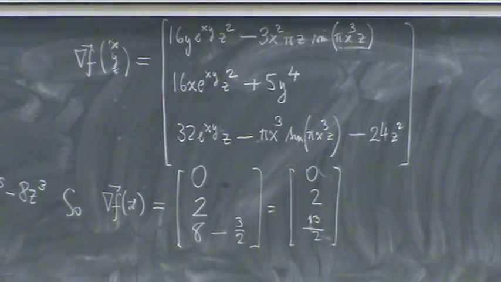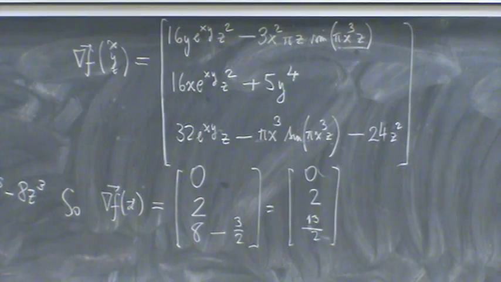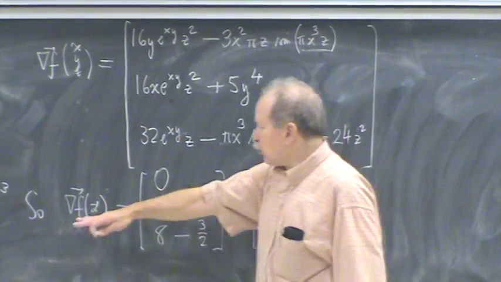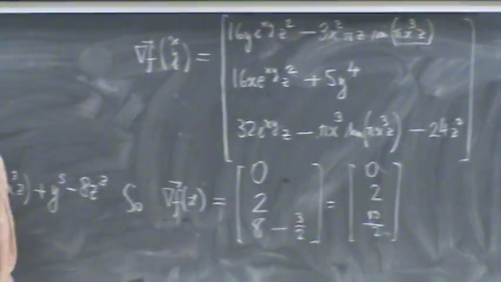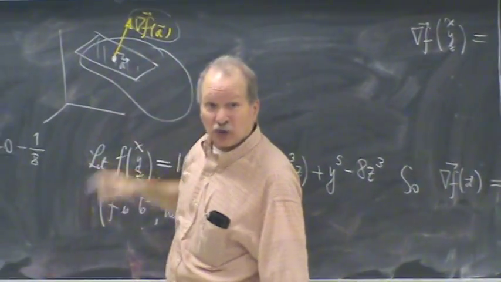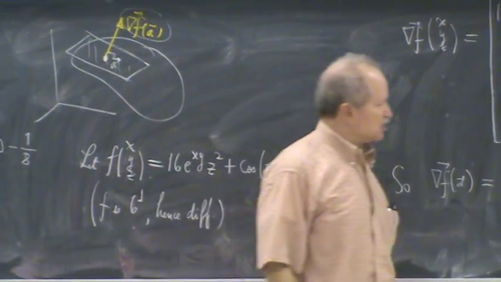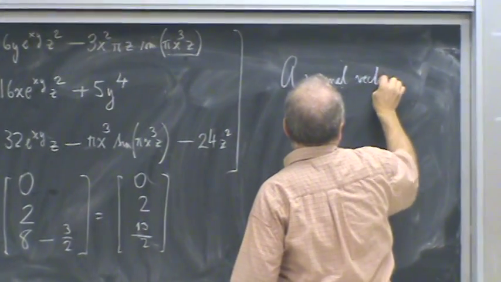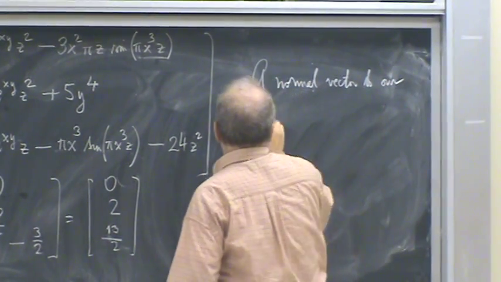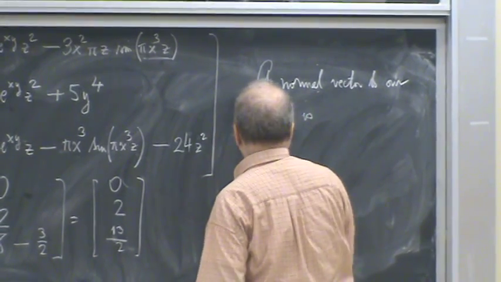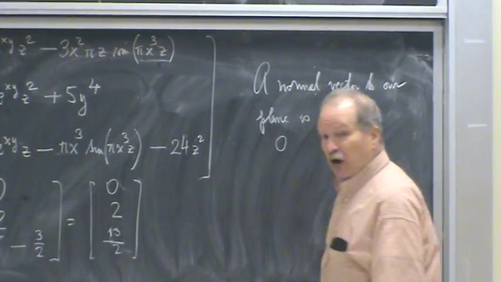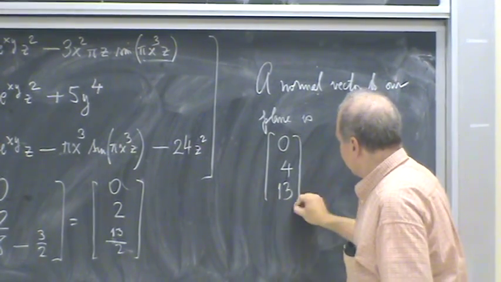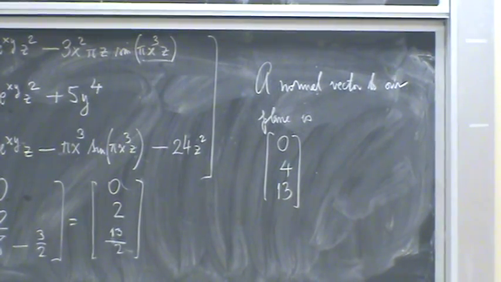Now, as fond as you are of fractions, you might prefer to say, all I'm looking for is a normal vector, so I can take any scalar multiple of this vector and use it for my normal vector. So let's get rid of the fractions. So a normal vector to our plane is going to be double this: 0, 4, 13.